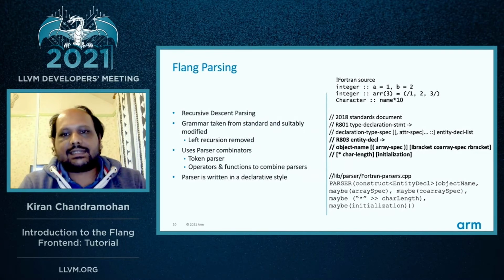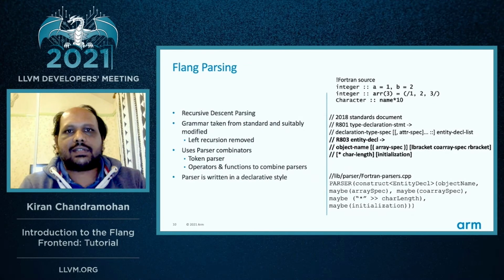So the Fortran standard says this in the type declaration statement. It says that a type declaration statement is a declaration type spec followed by an optional attribute spec followed by an entity declaration list. And what I have shown for the parser below is the entity declaration.